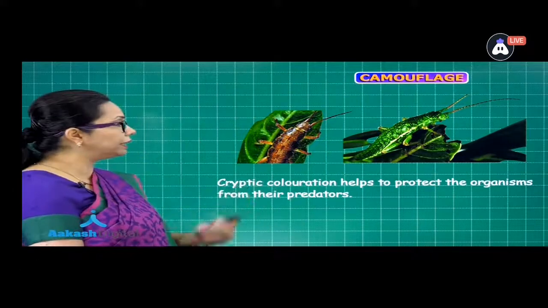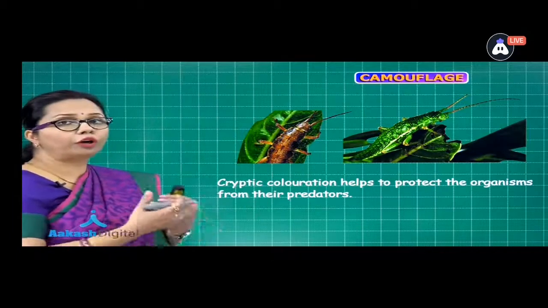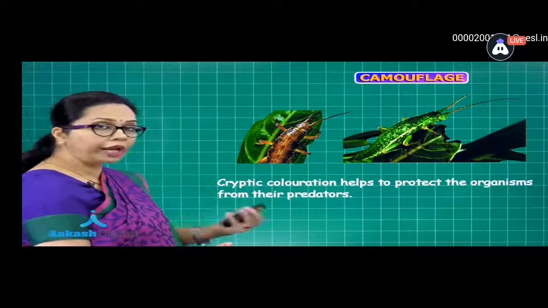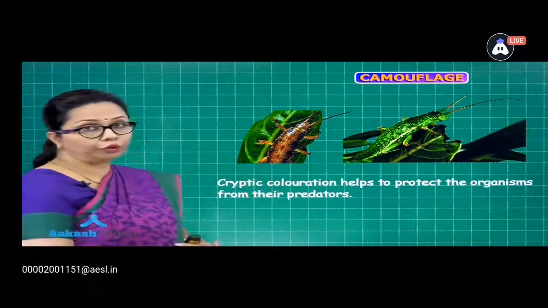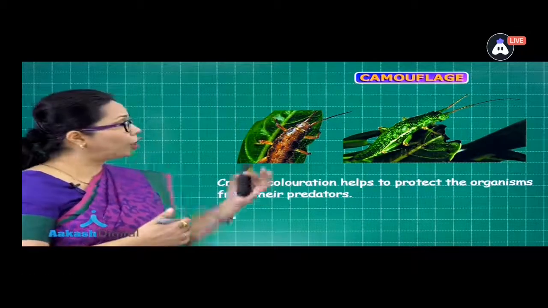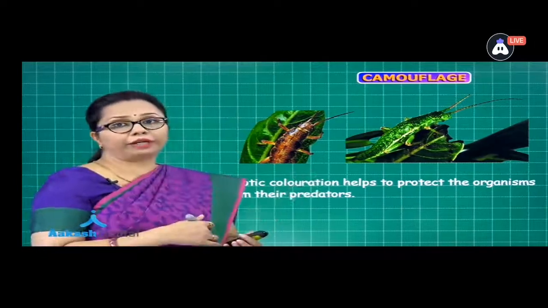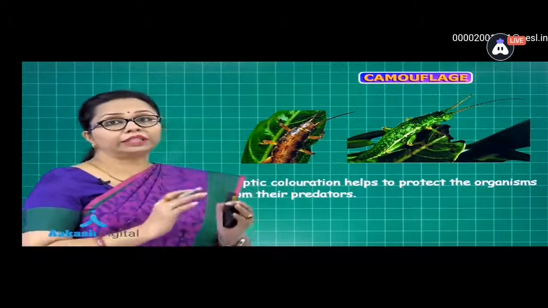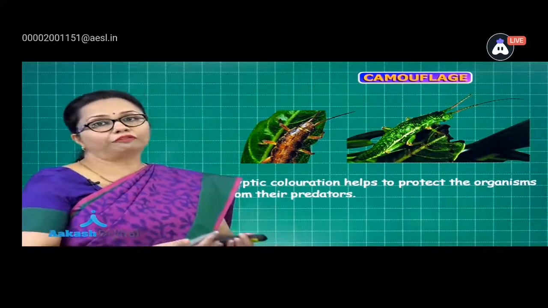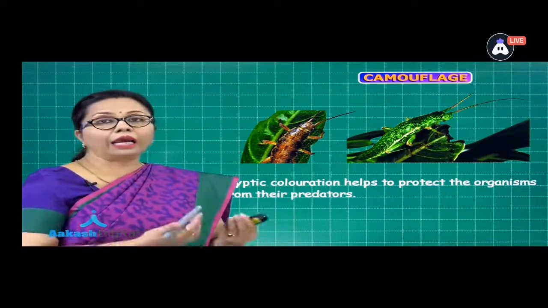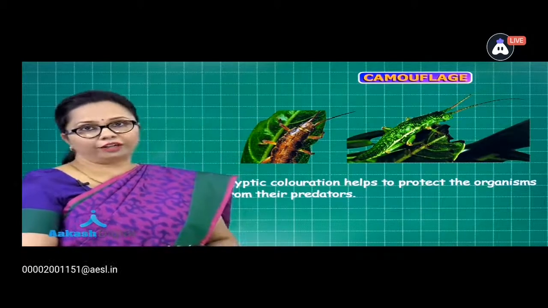So, camouflage is basically cryptic coloration for defending or protecting oneself from predators. Or the other way around, it could be that the organism itself is a predator, but since it has blended with the surroundings, the prey will come near it without getting any warning, and then it can be quickly predated upon.